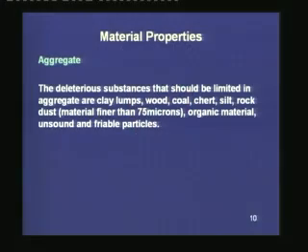Now the code says that the coarse aggregate should be free of deleterious substances like clay lumps, wood, coal, shale, silt, rock dust, and organic materials, some unsound and friable particles. Now this type of material reduces the bond between the coarse aggregate and the cement paste. They may also lead to the corrosion of steel if those deleterious materials are corrosive in nature.